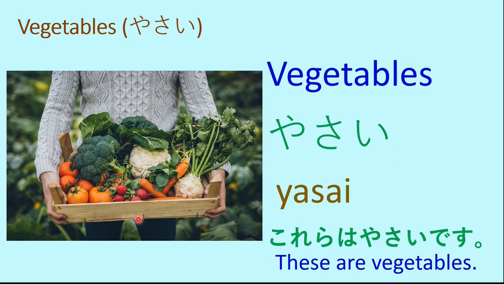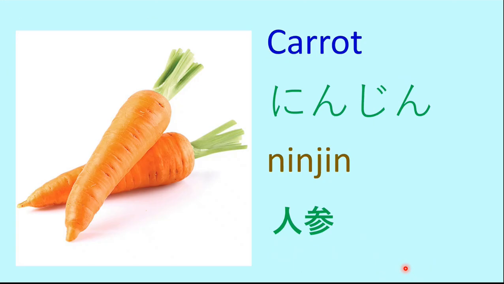So how do we say that? Kore ra wa yasai desu. These are vegetables. Kore ra means these. Wa yasai desu means are vegetables. Kore ra wa yasai desu. These are vegetables. So we now look at individual vegetables.